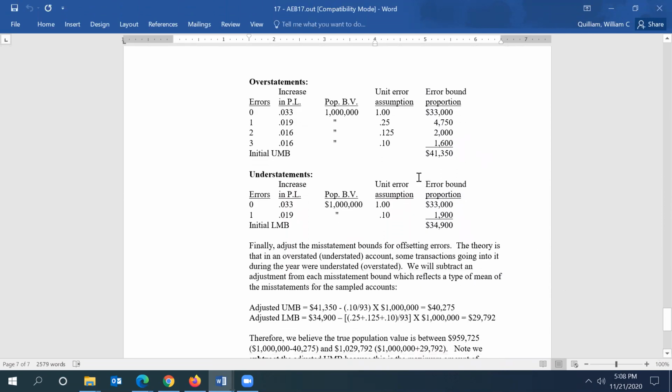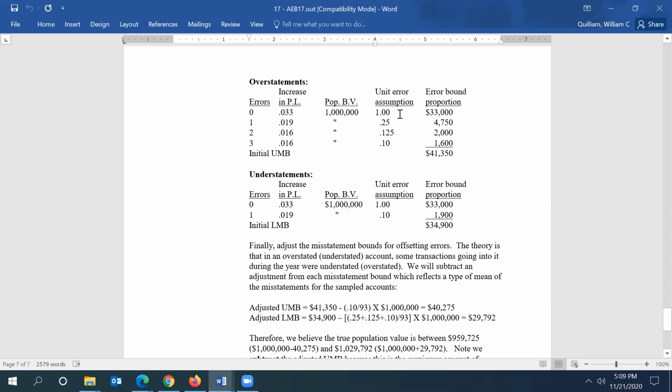All right, so I've got a couple of panels to this. First, overstatements, second panel, understatements. Overstatements, I have 3. So I start counting in errors, 0, 1, 2, 3. Increase in precision limit, we just calculated these, 0.033 up to 0.016. We'll multiply by the population book value of $1 million.